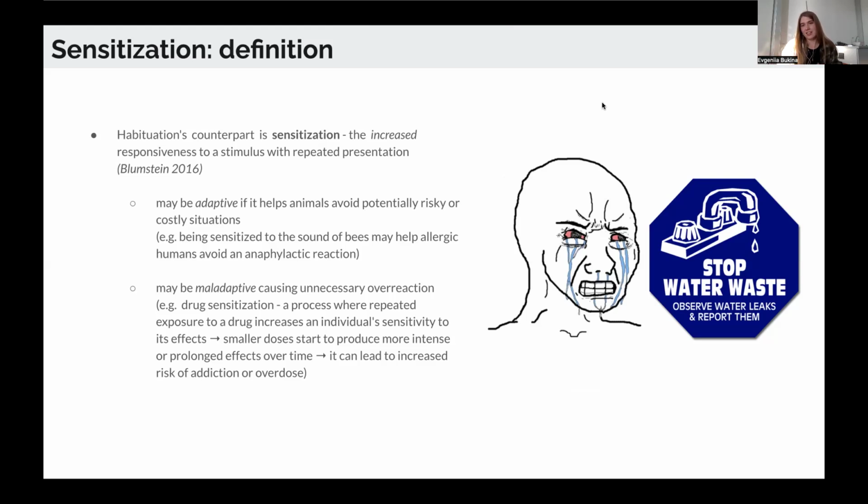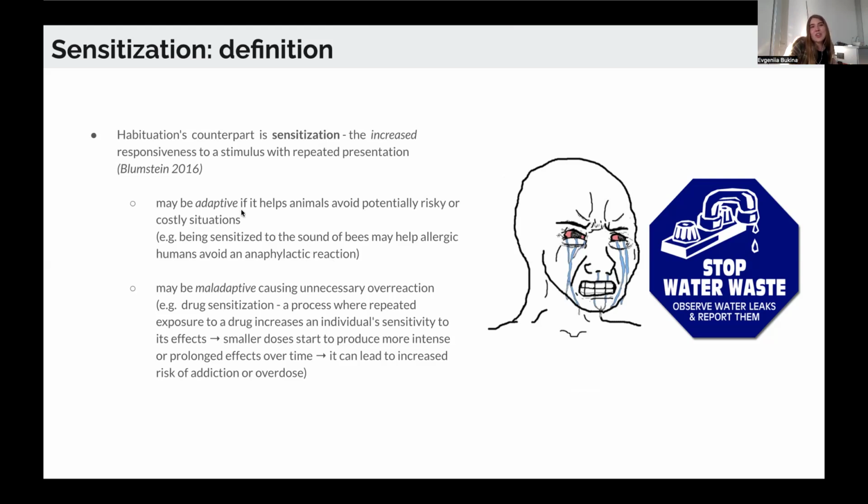And here I wanted to show that it can happen. So basically, sensitization is increased responsiveness to a stimulus. And it can be adaptive and maladaptive. What I described with water is maladaptive because it doesn't make any sense. Maybe it makes sense and could be adaptive for water waste, but it's already, how to say, a joke.